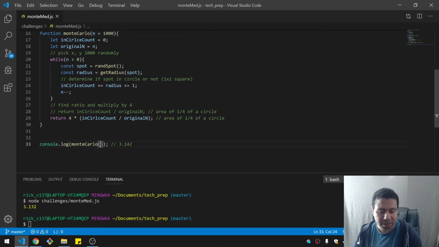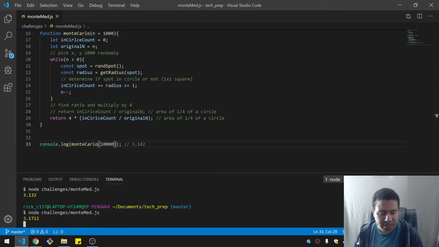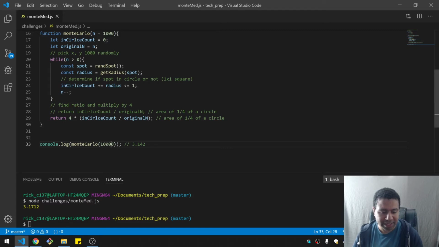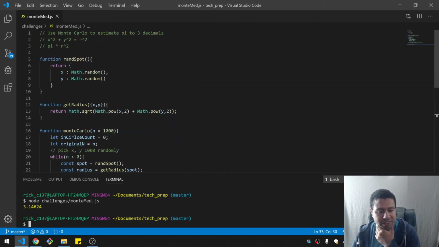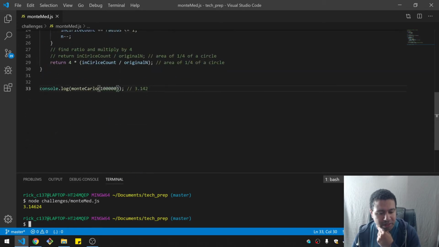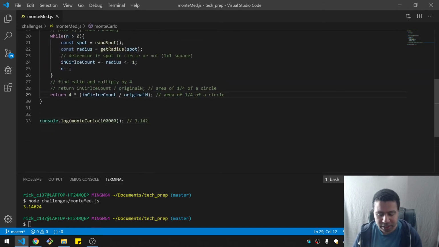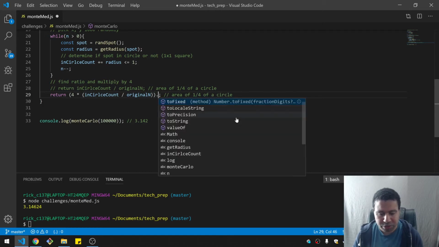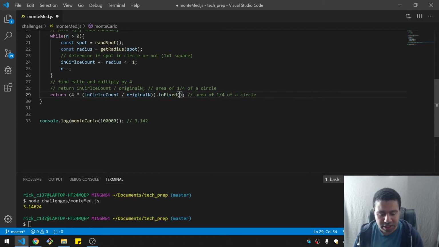So here, I'll just put it in here. I'll put like 10,000 and see what that runs like. That's a little bit better. Usually, the more trials you have, the more accurate it will be. The question does say I need to put it into 3 decimals, right? So let me do that real quick. I'm just going to surround this whole thing with parentheses and use toFixed. Yeah, toFixed, and 3 is the number. So let's return that. Let's see what we get here.